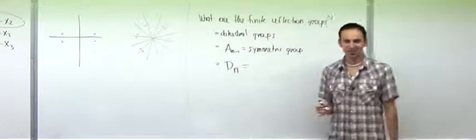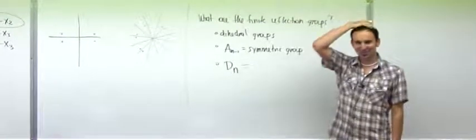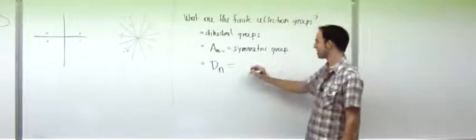And this has a name. There's one called hyperoctahedral, and the other one is called something else. But anyway, this is some group. And there's another infinite family.